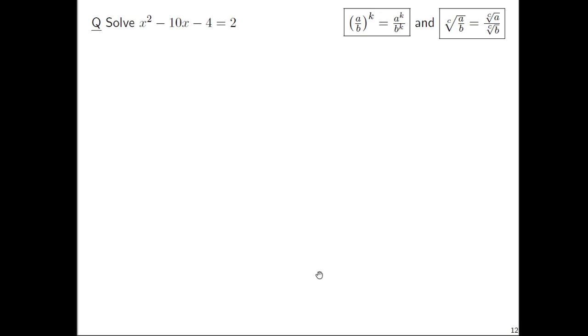Let's solve x squared minus 10x minus 4 equals 2. Same deal with that minus 4 on the left side. That's, I think, visually distracting, so let's just undo that minus 4 by adding 4 to both sides. We'll have x squared minus 10x equals 6.